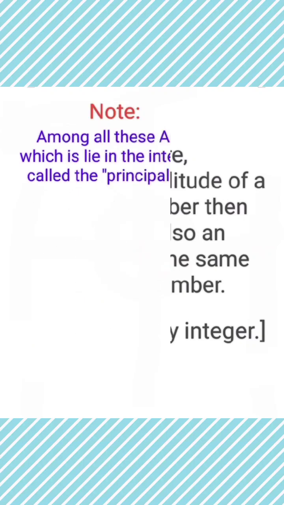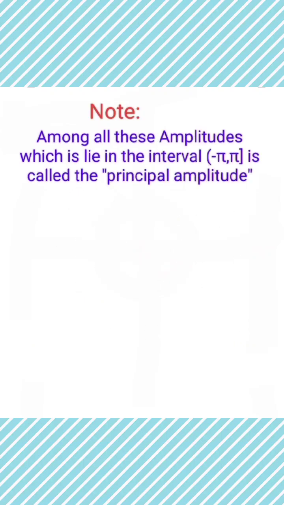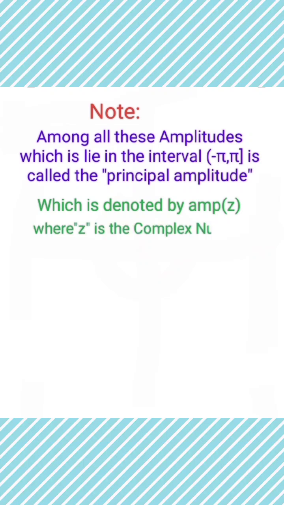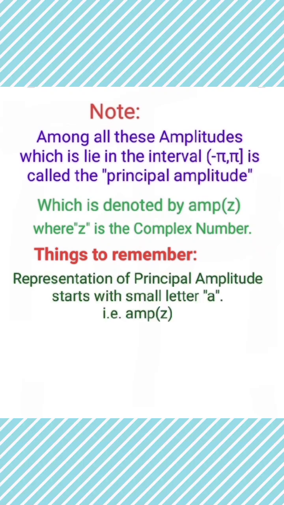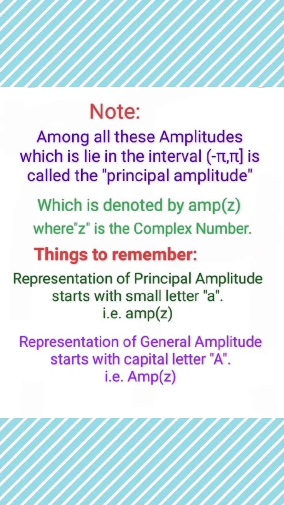Among all these amplitudes, the one which lies in the interval minus pi to pi is called the principal amplitude, which is denoted by amp z, where z is the complex number. Now, the thing to remember is that the representation of principal amplitude starts with a small letter a, that is amp z, whereas the representation of general amplitude starts with the capital letter A, that is Amp z.